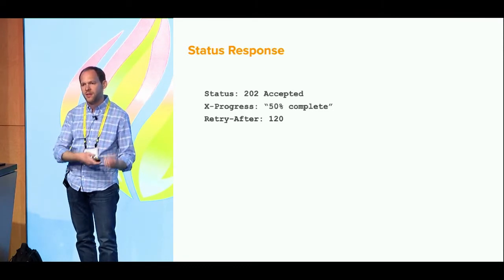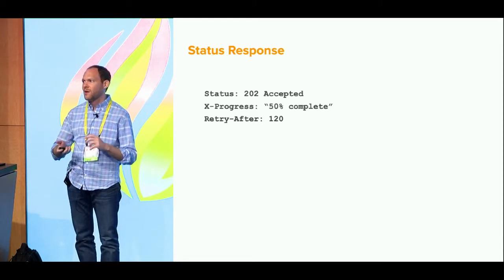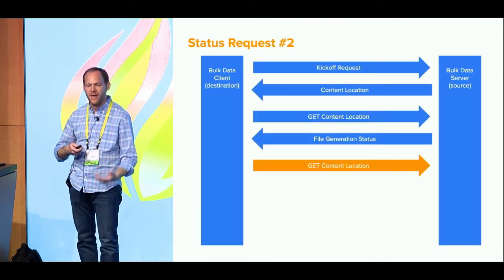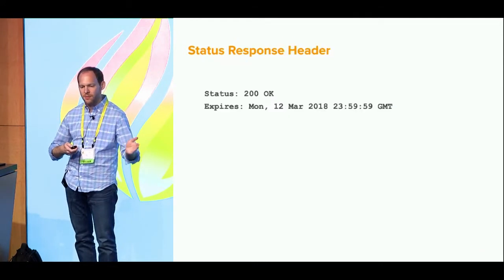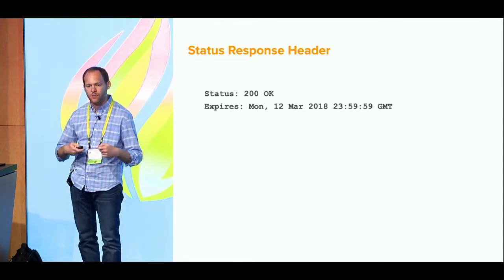The server can also give hints to the client using this retry after header to say, I think I'll be done in about 120 seconds, why don't you check back then? So that clients don't have to poll on a very frequent basis. So let's say we poll again. This time we get a 200 OK status, which means that the request is done.